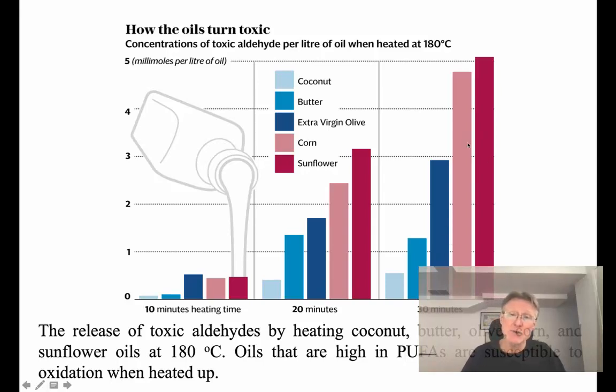And some people have associated this production of toxic aldehydes with the development of cardiovascular disease, inflammation, cancers, and all different types of diseases associated with this toxicity that arises from the release of aldehydes once you heat these mono and polyunsaturated fatty acids that have one or multiple double bonds. They are more susceptible to oxidation and then the production of these toxic aldehydes.